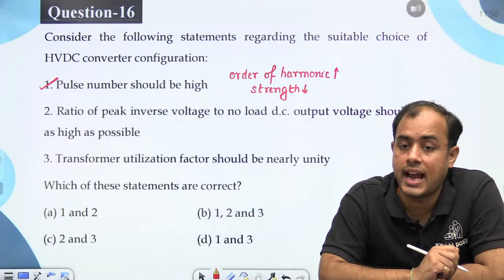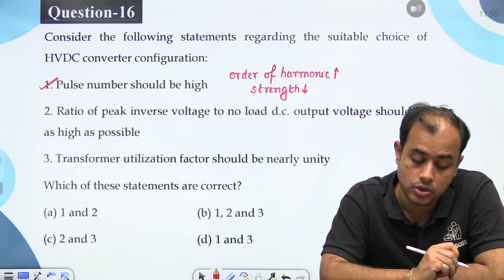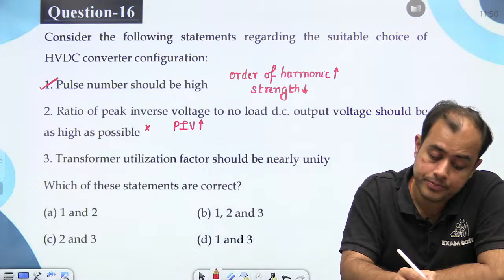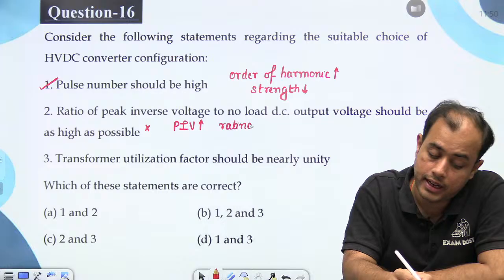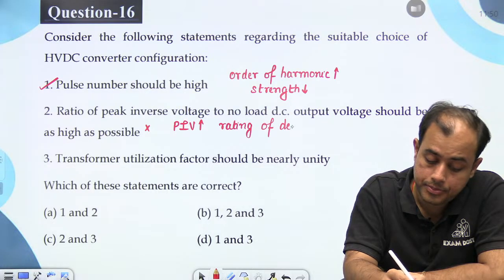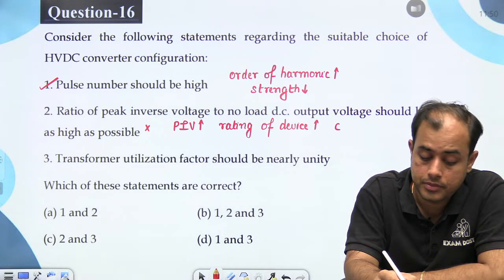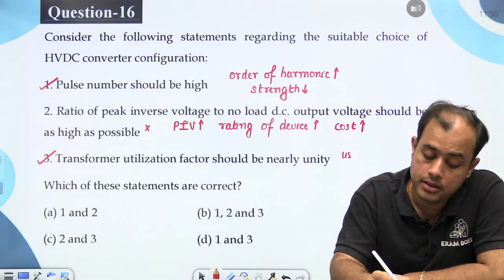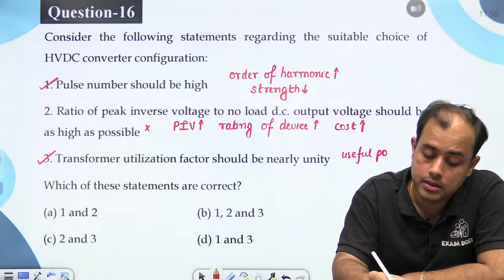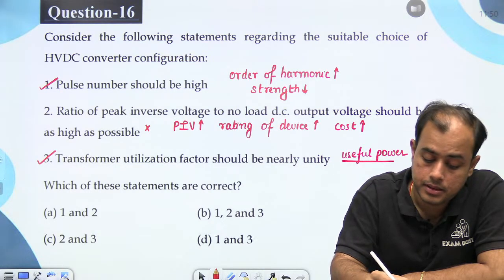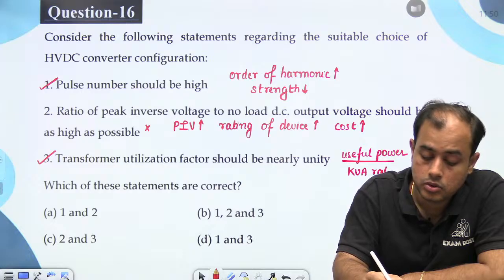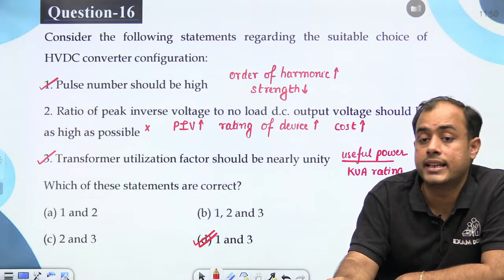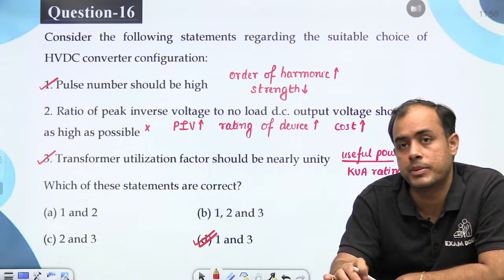Ratio of PIV at no load should be as high as possible, no? If PIV increases, rating of device increases, cost increases. Utilization factor should be nearly unity. What is utilization factor? Useful power by KVA rating. So we have to use the transformer rating in a better way. So that is why it should be nearly unity.